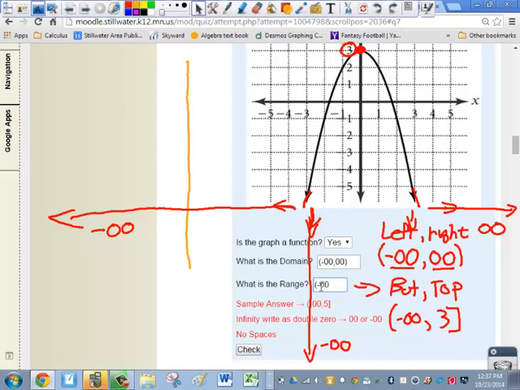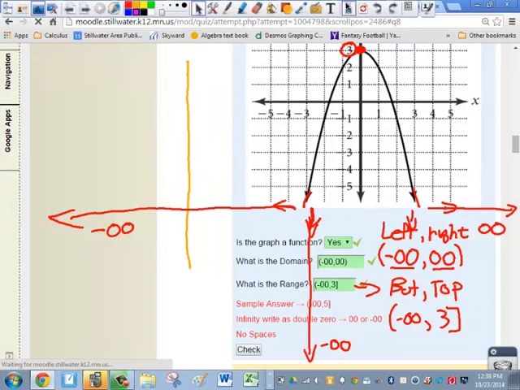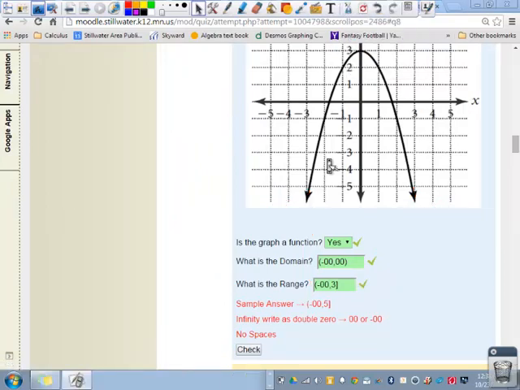Negative infinity, comma, 3, and then bracket. Let's see how this turns out. There we go. Looking good for that one. Moving on to the next set.